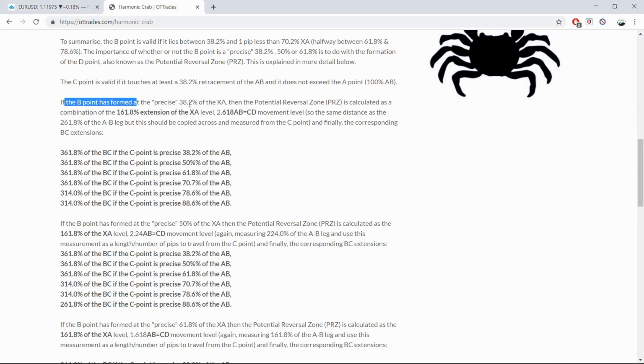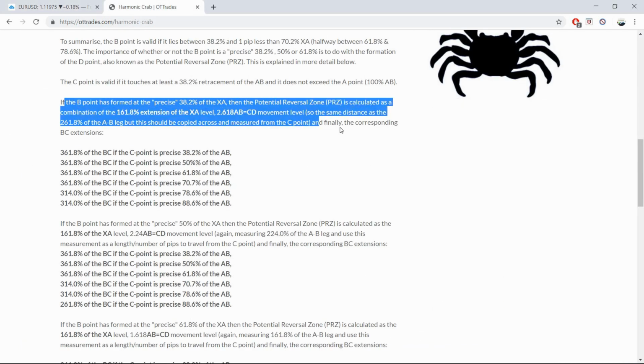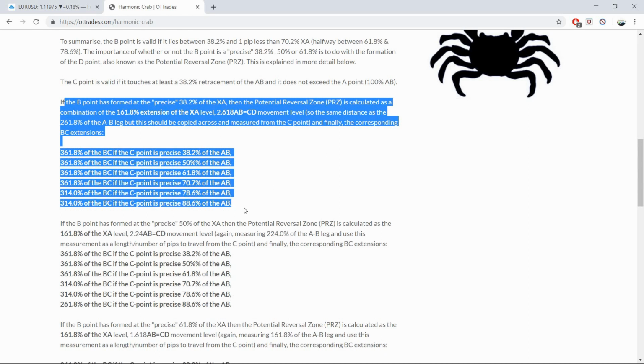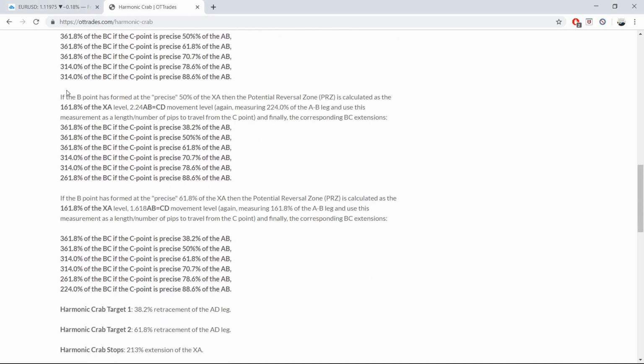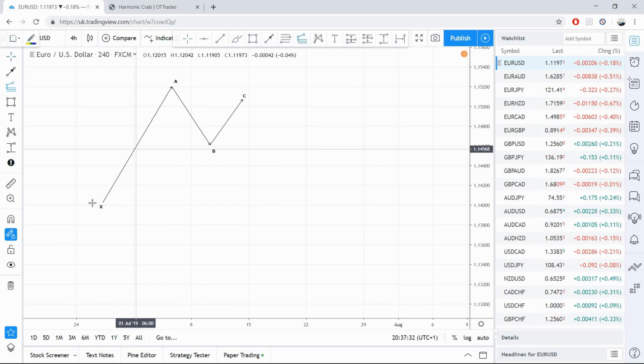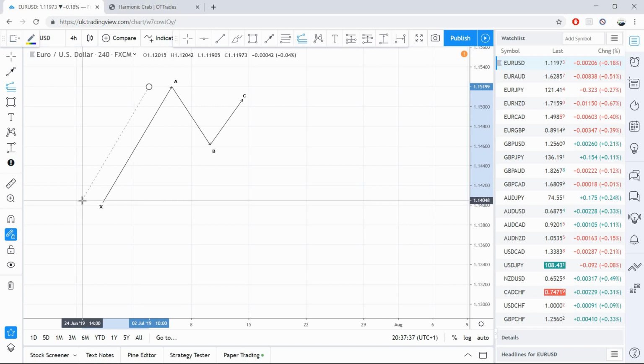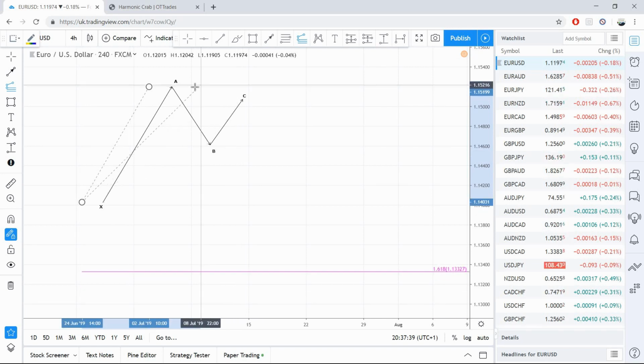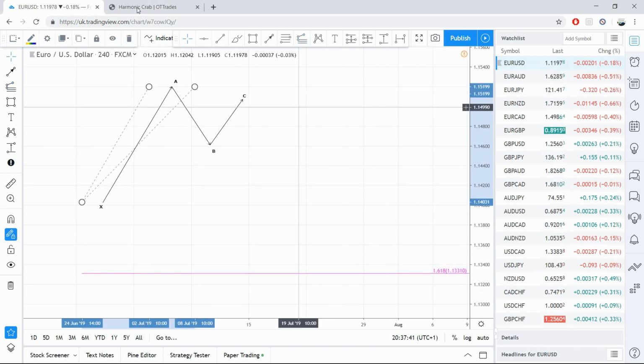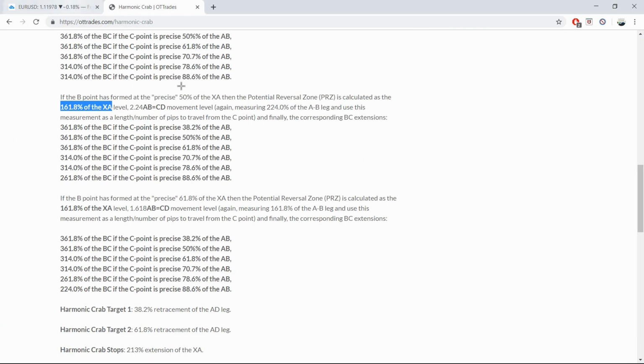So we can skip this if the B point is formed at the precise 382. This is how the PRZ is calculated. But we want this bit here. If the B point is formed at a precise 50% retracement of X to A, then the PRZ is calculated as 1618 extension of X to A. So that's going to be our first zone, first point of our potential reversal zone. 1618 extension of X to A leg.